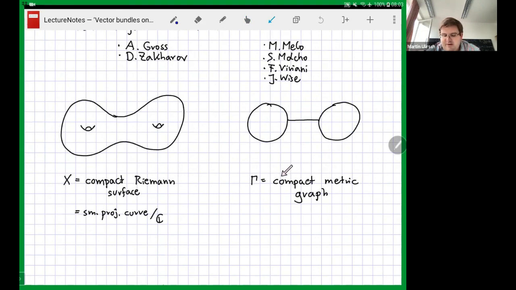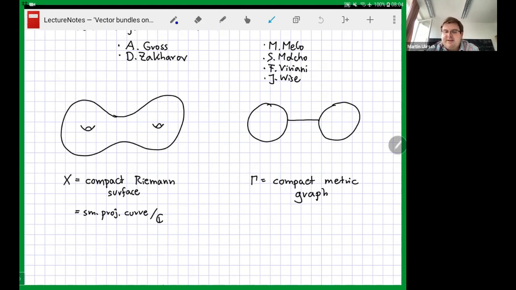And usually we assume that this graph is connected, the same way we assume that Riemann surfaces are connected. We will not always assume that things are compact, the same way we will not always assume that Riemann surfaces are compact. But the main point is that for these two objects, there is a lot of similarity, and the longer you dig, the more similarities you find.